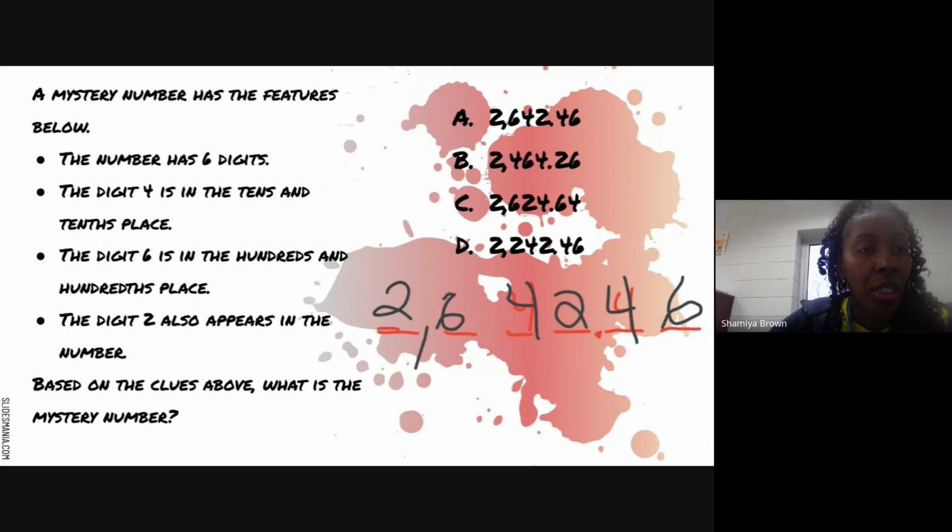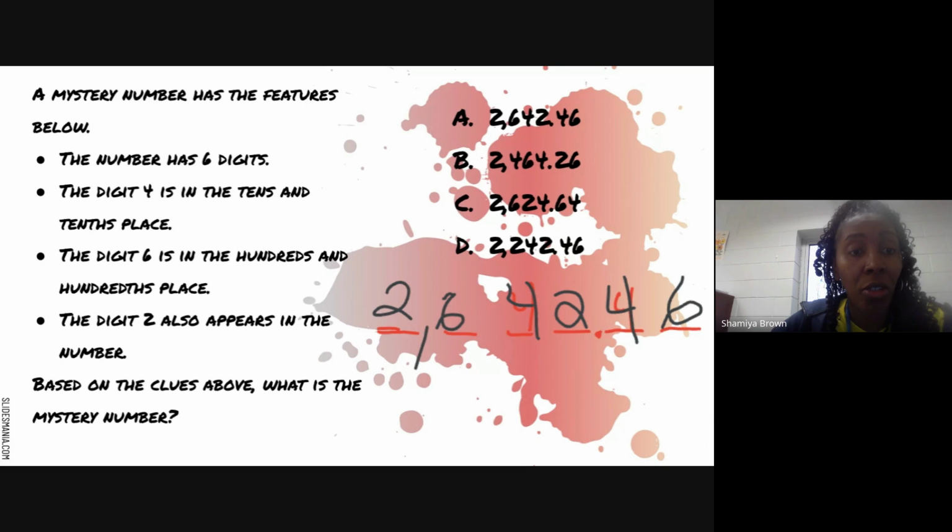Let me read it again to make sure. So it says the number has 6 digits. The digit 4 is in the tens and tenths place. So let me check. I have a 4 here, which is the tens place, and I have a 4 here in my tenths place. Then it says the digit 6 is in the hundreds and hundredths place. So this 6 is in the hundredths place. This 6 is in the hundredths place.